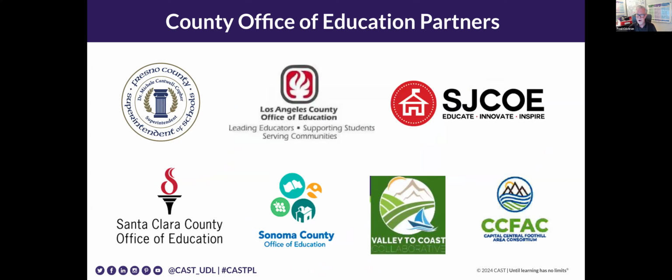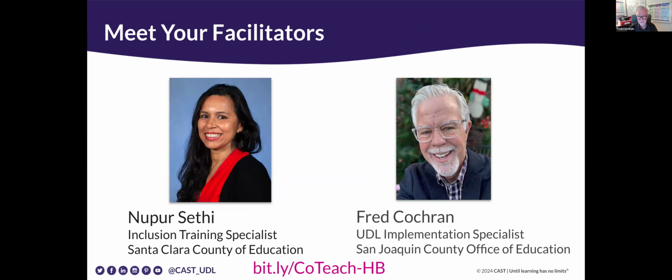We also have partners in this work. As you can see on the screen, Fresno County, the Superintendent of Schools, Los Angeles County Office of Education, San Joaquin County Office of Education, where I am right now, Santa Clara County Office of Education, Sonoma County Office of Education, and then we have two geo leads. We have Valley to Coast Collaborative and the Capital Central Foothill Area Consortium. So this is exciting to be partnering with leaders in the field of universal design for learning.